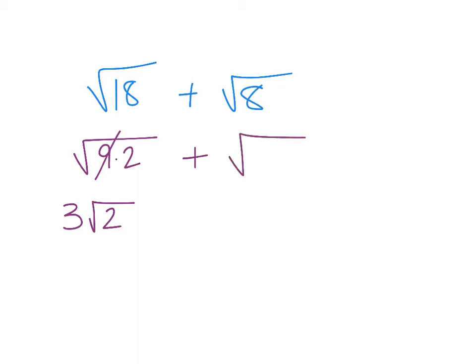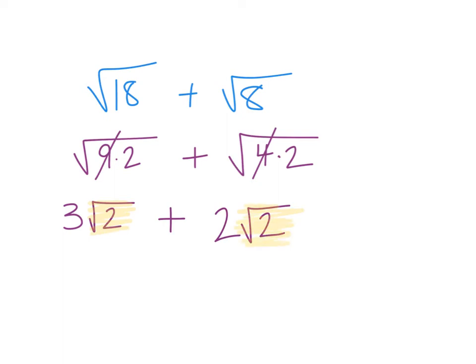Square root of 8, I also can break that down into 4 times 2. All right, square root of 4 is 2, and then times the square root of 2. Now, look at my new problem that I have here. Hopefully you notice that now they have the same radicals. They both have square root of 2.